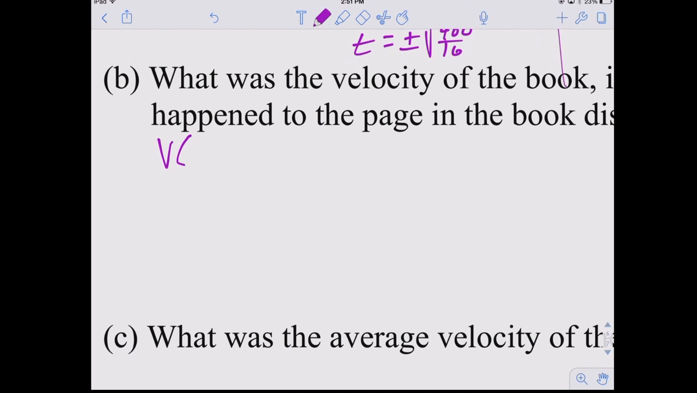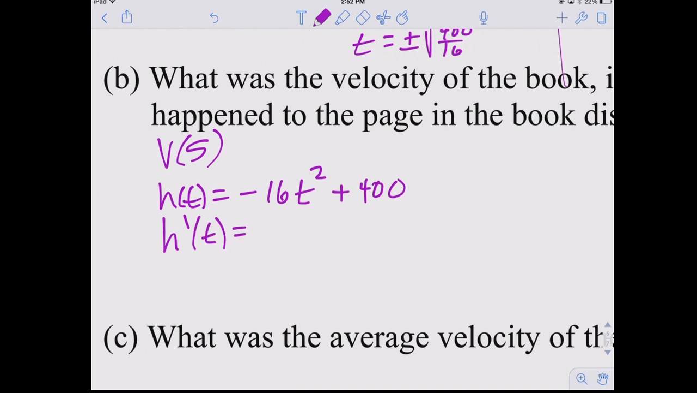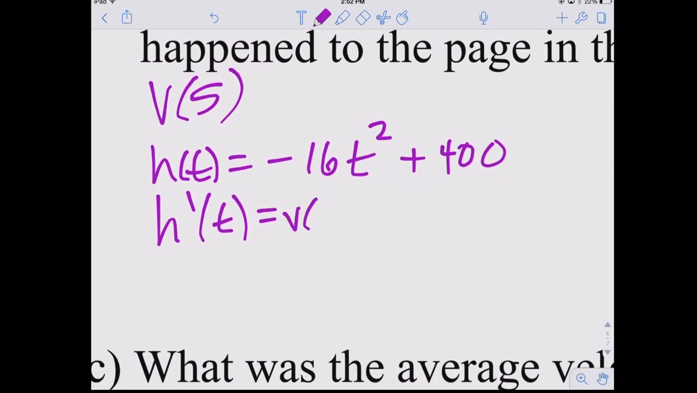So, I'm looking for the velocity at 5 seconds, but before I can find v of 5, I need to find v of t. And I can't just use the letter v until I define it. So if h of t, remember, is negative 16t squared plus 400, here's what you need to show. You need to show h prime of t. That is required. If you want, you can now define v of t to be its derivative.